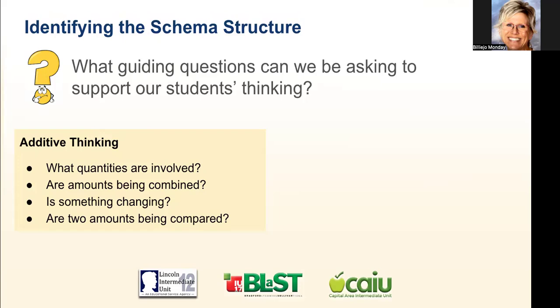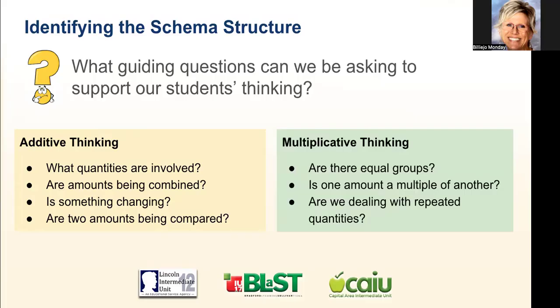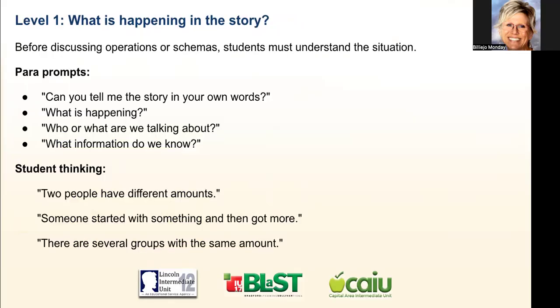So as we think about that additive thinking, some of the questions you might be able to use for prompts are: what quantities are involved? Are amounts being combined? Is something changing or are two amounts being compared? Whereas for our multiplicative thinking, we might be thinking about: are there equal groups? Is one amount a multiple of another? Or are we dealing with repeated quantities?